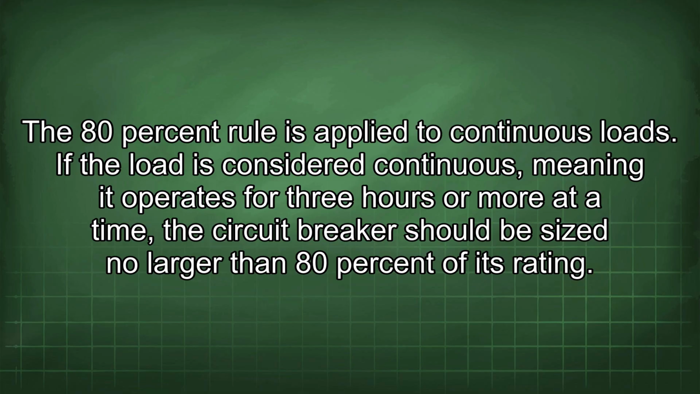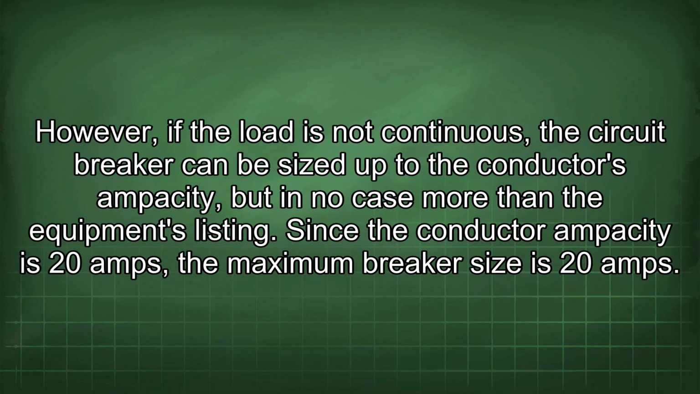The 80% rule is applied to continuous loads. If the load is considered continuous, meaning it operates for 3 hours or more at a time, the circuit breaker should be sized no larger than 80% of its rating. However, if the load is not continuous, the circuit breaker can be sized up to the conductor's ampacity, but in no case more than the equipment's listing.